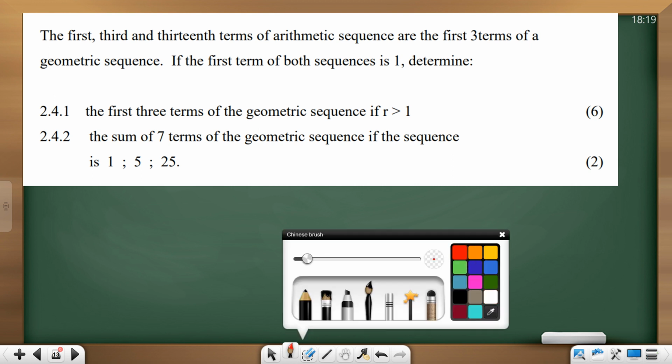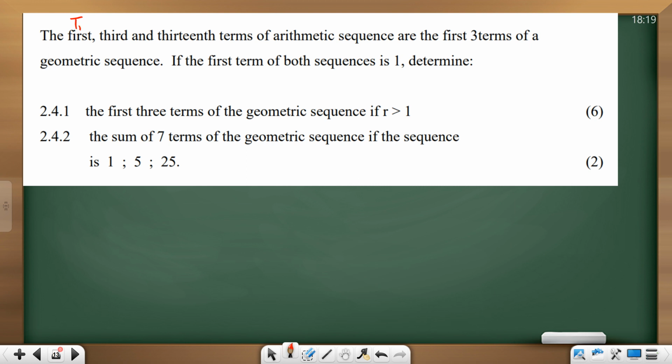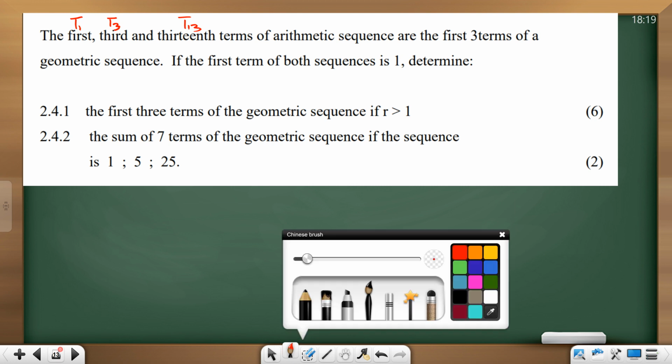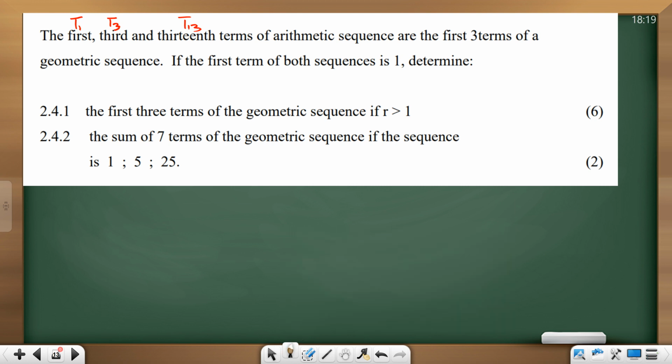Look at my changing this into maths. The first, T1. Third, T3. 13th, that's what I know first. Of an arithmetic sequence are the first three terms of a geometric sequence. Beautiful. If the first of both sequences is 1, already I know my first term. Let's do this. What is the first term of the arithmetic? Let's do this together. I love this.